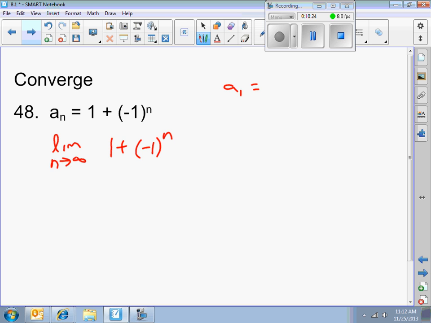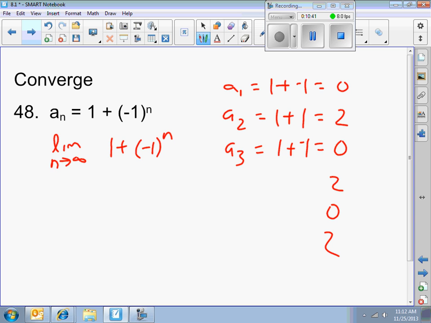So 1 plus -1 to the first power would be -1, so that's 0. -1 to the 2 is 1, plus 1, now that's a positive number, it's 2. -1 to the 3 is -1, 1 plus -1 is 0. And I think you can see what this sequence is going to do. Because it's oscillating back and forth, we say it diverges. It's not heading towards any one number. It depends on where you're looking, specifically on what n it is. So that would not converge.